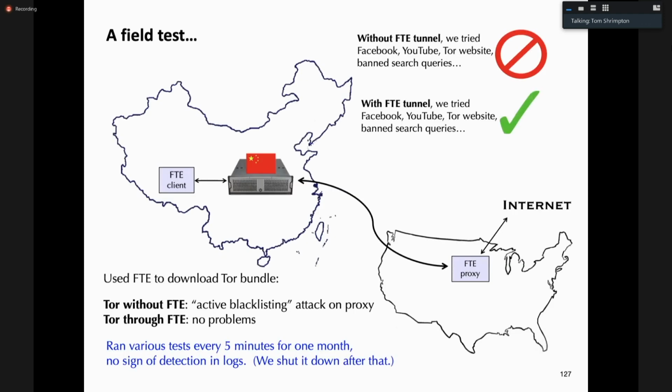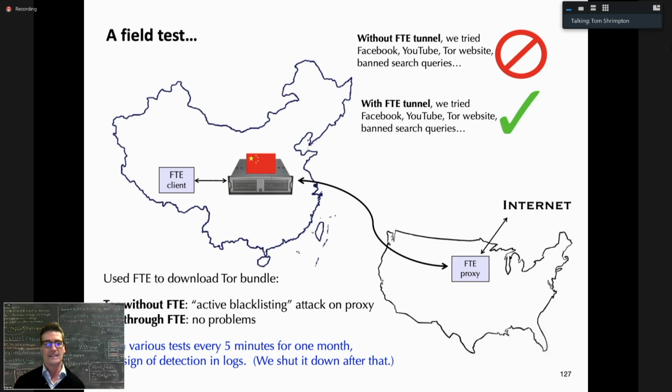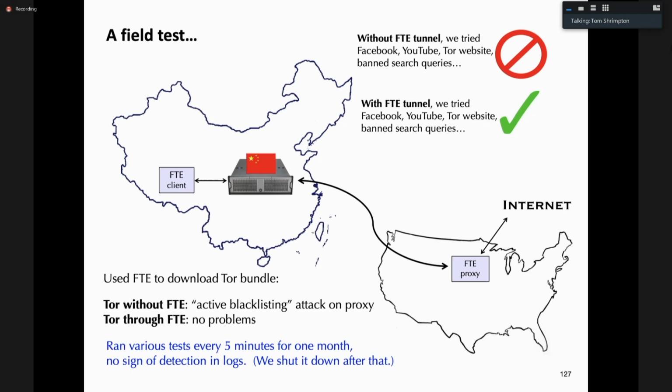So we actually ran a field test with this. My graduate student at the time managed to buy some time on a virtual server inside of China, and spun up our FTE client inside of China, and the proxy was back in the States. We wanted to see how this thing actually works in the field. So before we turned the FTE tunnel on, we tried going to Facebook, YouTube, Tor, tried searching for banned search queries. All those things got blocked as expected. And we expected to see that because prior work had already looked at the kinds of things that got blocked. So we saw exactly what we expected to see without the tunnel in place.